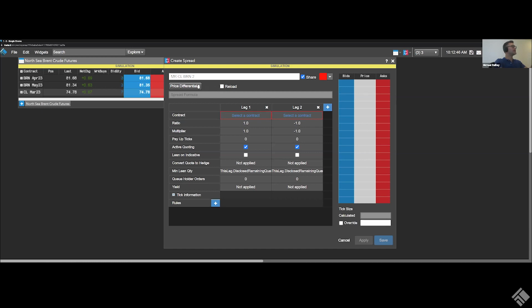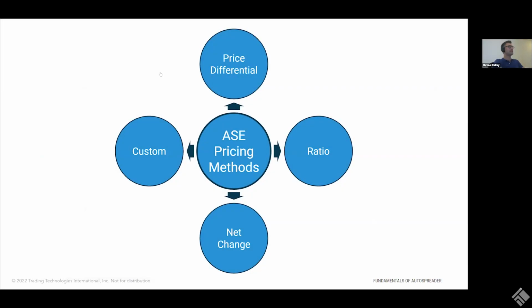Now, if we get down to line 2 here, we have a drop down, which is going to be the various pricing methods that we're able to use for our particular spread. We look at the window here, there's basically 4 different pricing modes. So the first is price differential.